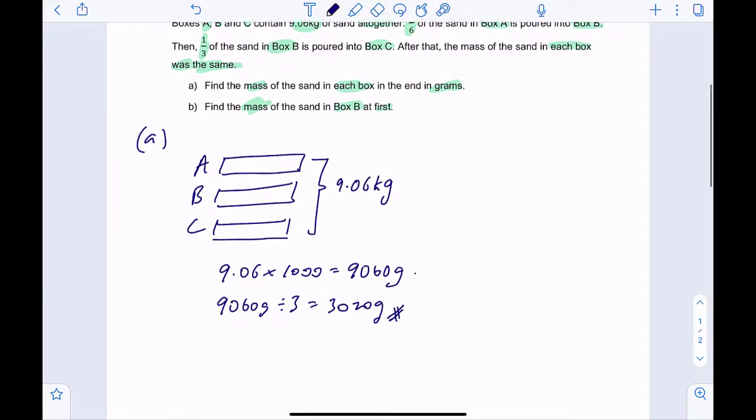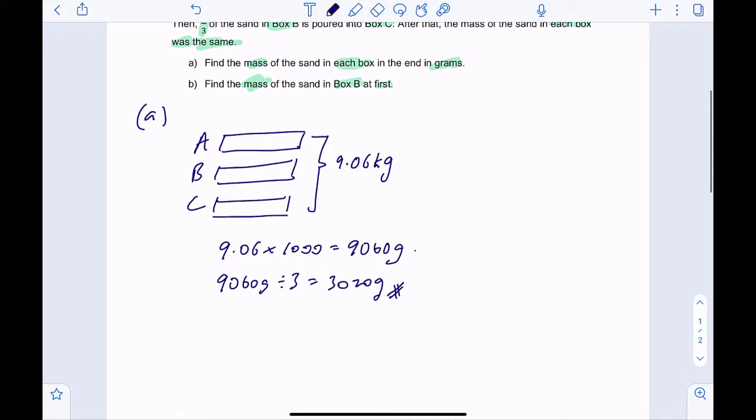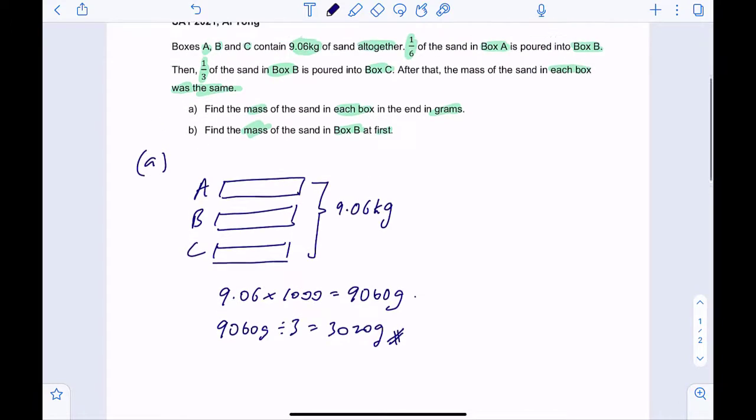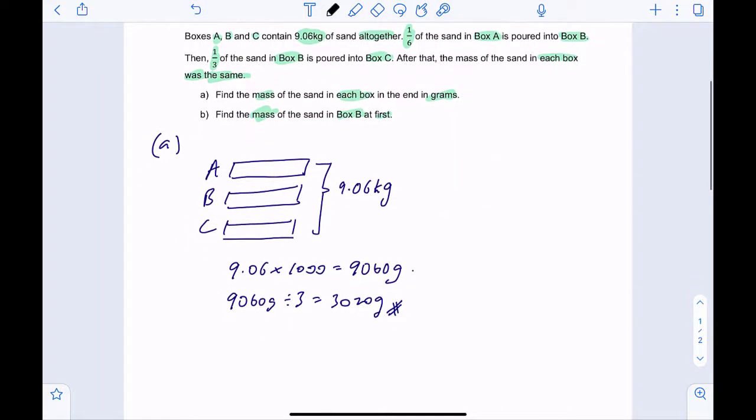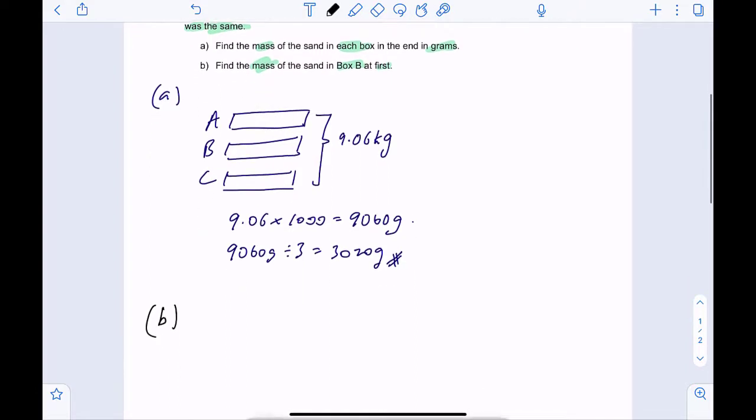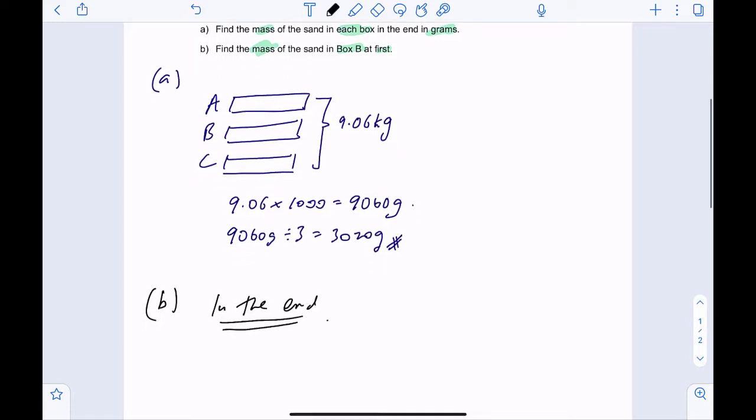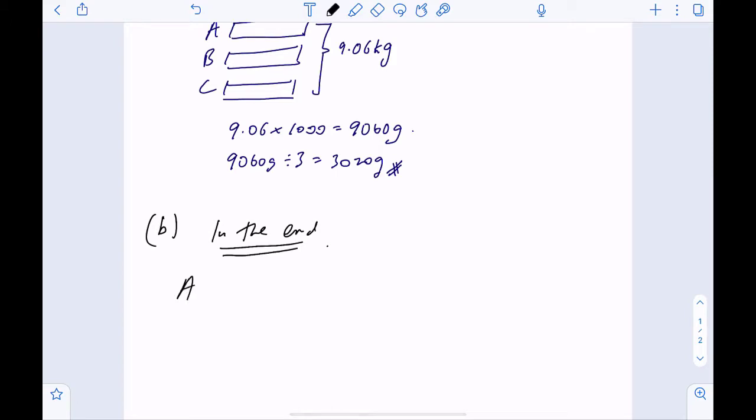Now for part B, find the mass of sand in box B at first. To do this, we need to work backwards. From what we have in the end, we go through the changes in a backward manner so that we can land at the at first values. So let's draw another set of models for in the end. In the end, we know that they will all have equal masses.